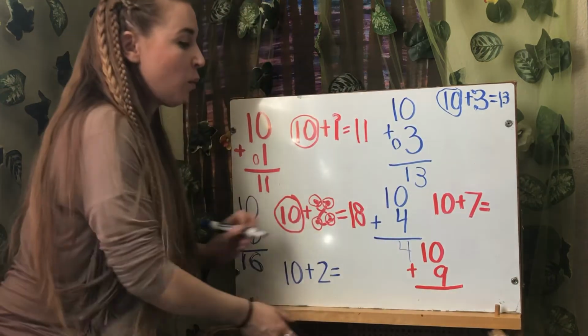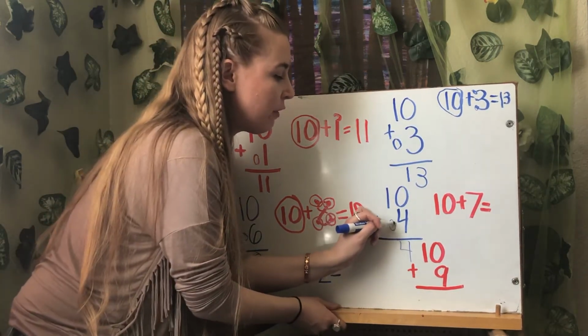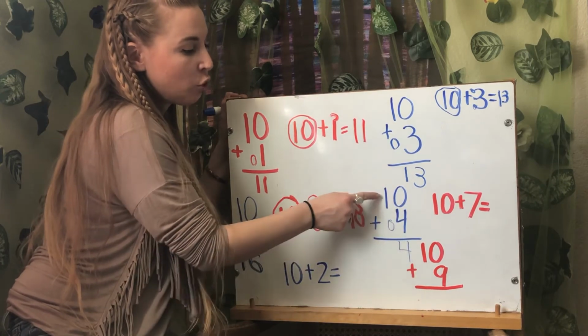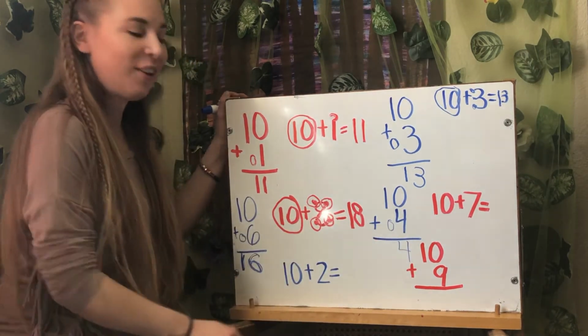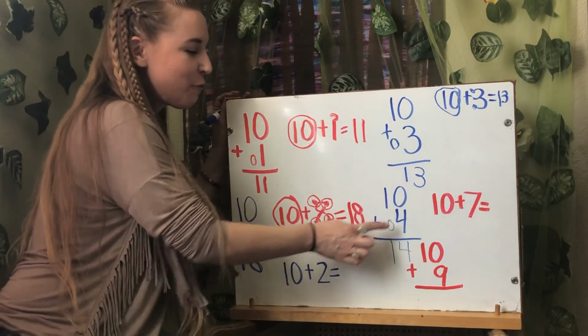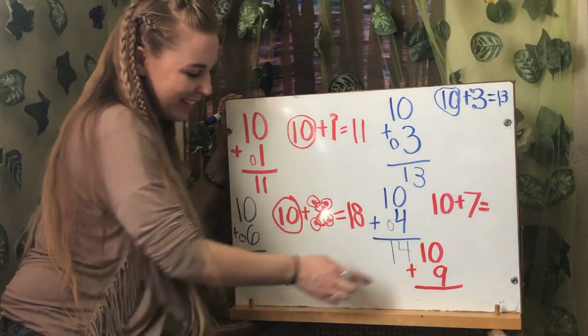4. And then remember, you can add a little 0 here if it helps you, because now we're going to start adding on the tens column. So 1 plus 0 equals 1. So 10 plus 4 equals 14.